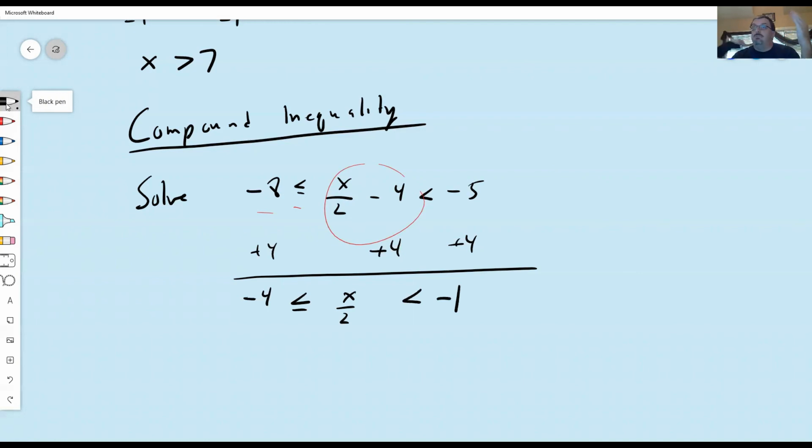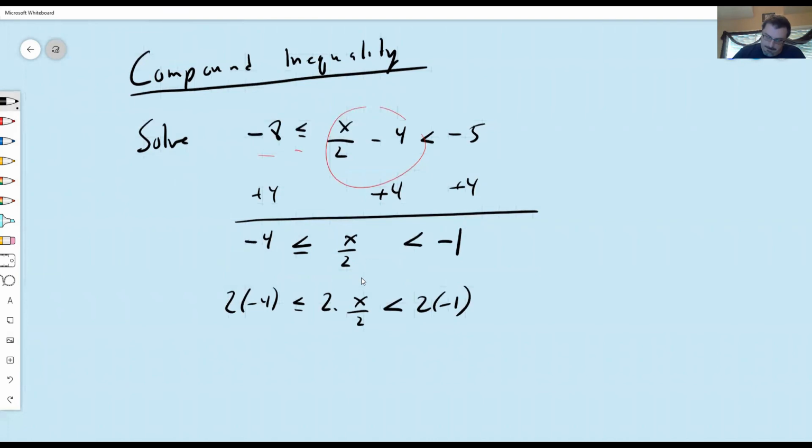Now I need to get rid of that divide by 2. Multiplication is undone by division. Here we're dividing, so to undo it, we're going to multiply by the denominator of 2. So we're going to have 2 times minus 4 is less than or equal to 2 times x over 2, which is less than 2 times minus 1. Now remember, did I multiply by a negative? No. So the inequality signs do not switch directions. So I end up with minus 8 is less than or equal to x, which is less than minus 2.